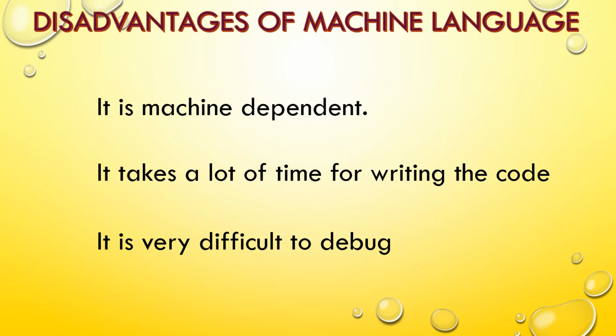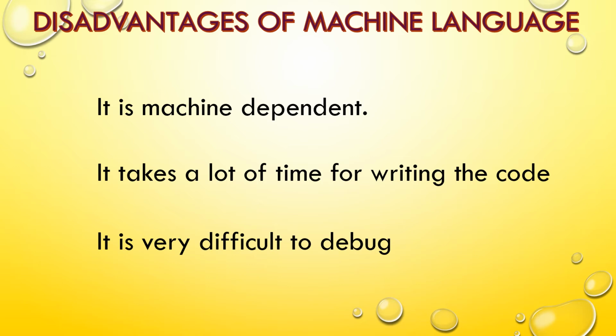But there are a few disadvantages of machine language. The first disadvantage is that it is machine dependent. What do you mean by the word machine dependent? It means that the program cannot work on any other operating system. The word operating system has been studied by you in the lower classes. What do you mean by an operating system? An operating system is one which acts as an interface between the user and the hardware. Windows is the best example of an operating system.